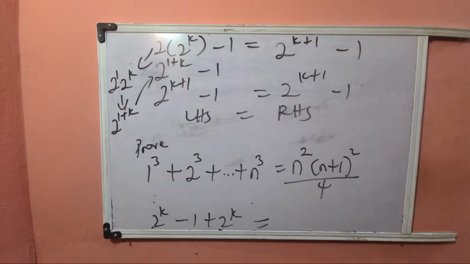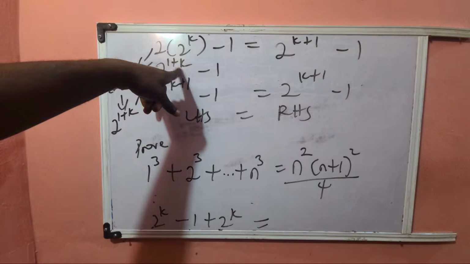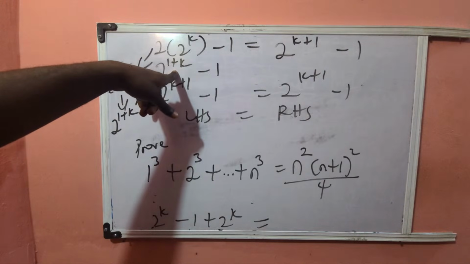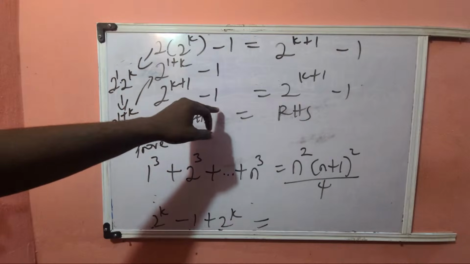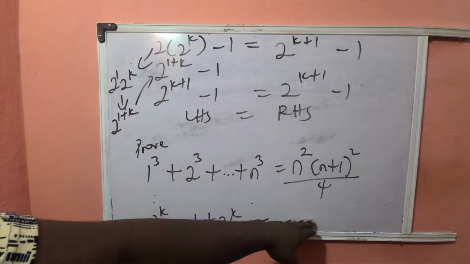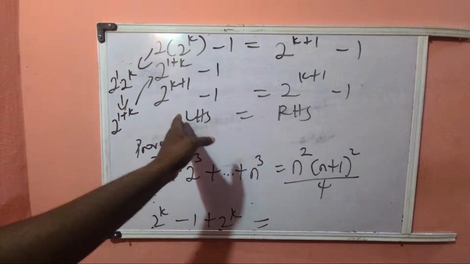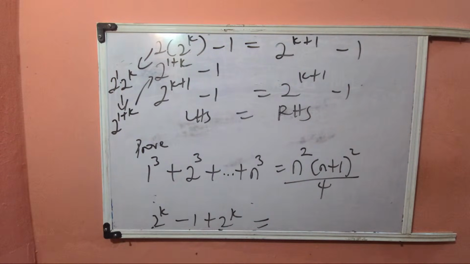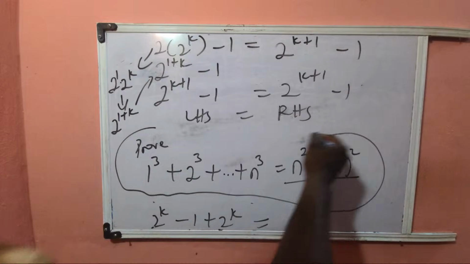So that's what you have. Having that now, you can change, instead of 1 plus k, to k plus 1. That will be 2 raised to power k plus 1, minus 1. Now, the right hand side here is the same thing as the right hand side here. Once the left hand side is equal to the right hand side, then we have successfully proved our expression. So this is the assignment I would love you to try and prove.